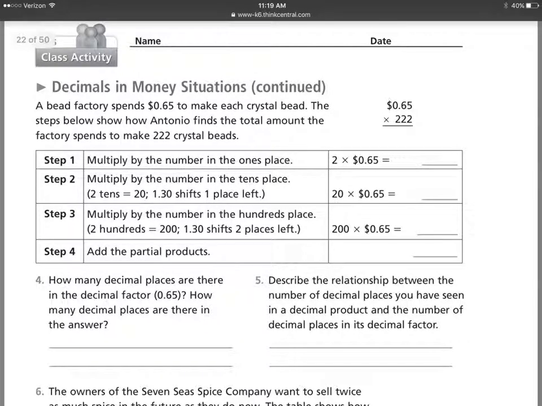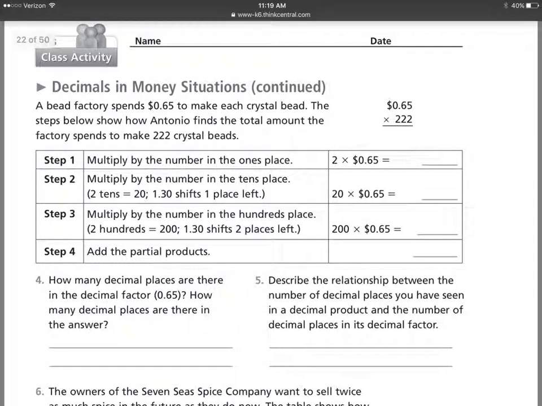On page 132 of your workbook, they're describing a bead factory, how it spends 65 cents to make each crystal bead. The steps below are going to show you how Antonio finds the total amount that the factory spends to make 222 crystal beads. This is your problem in essence. This is the way you would set it up to do the shortcut method. And again, they're not going to do the shortcut method, and will show you a different way of doing that.